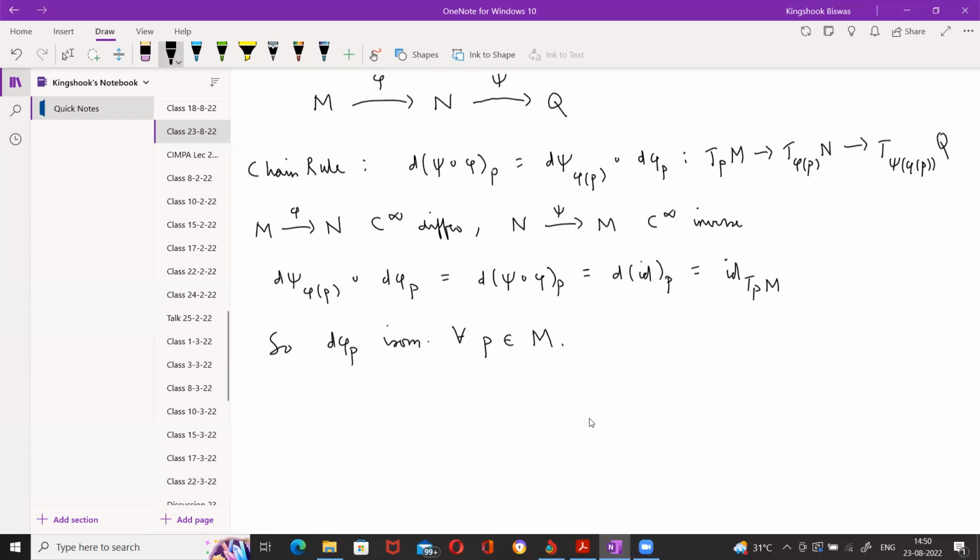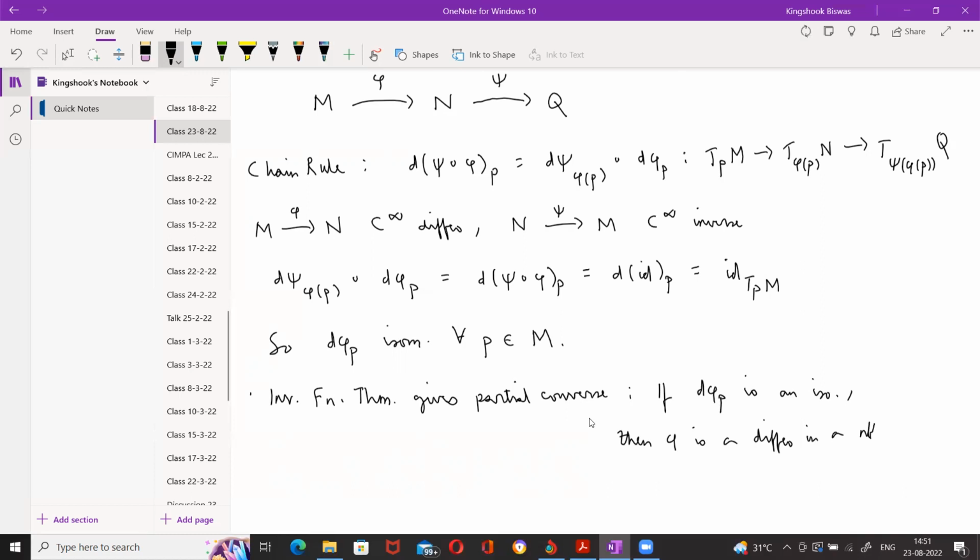Yes. And the inverse function theorem gives a partial converse. That if d phi P is an isomorphism, then phi is a diffeo in a neighborhood of P. All right. Okay. Is this all right? Any question? That's fine. It's fine. Yeah. All right.